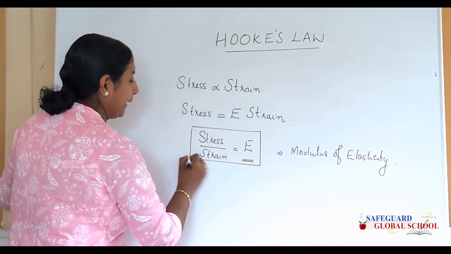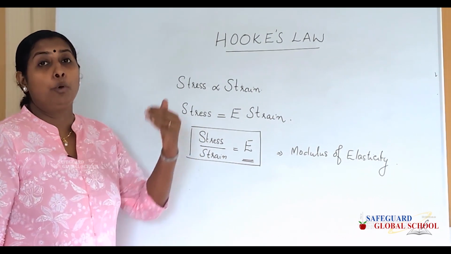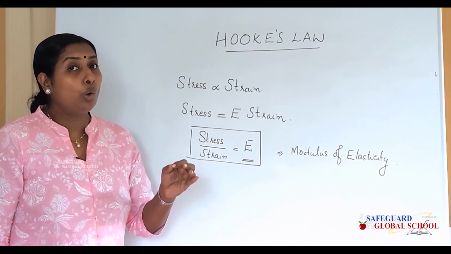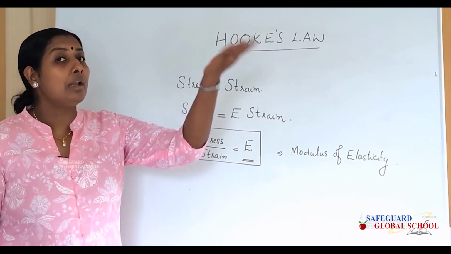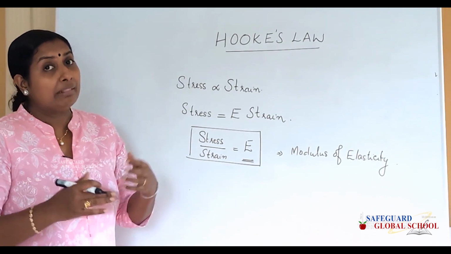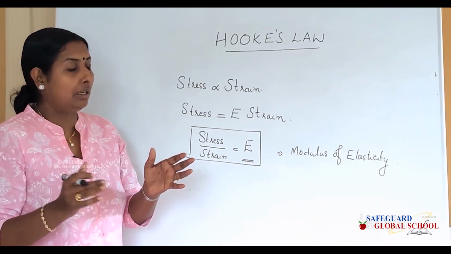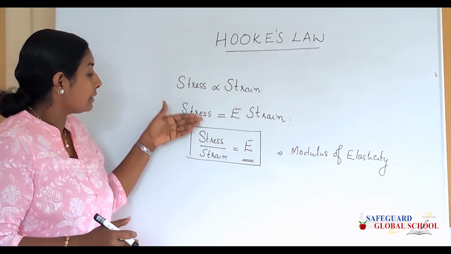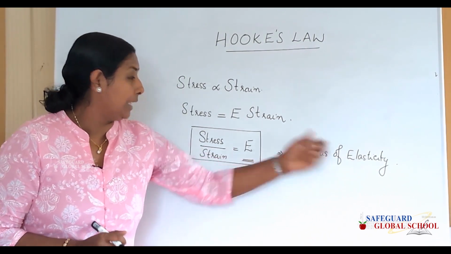So once again, a recap of Hooke's law: within the elastic limit, stress on a body is directly proportional to strain. When you write the law, "within the elastic limit" is a very important term, because beyond the elastic limit, when a material is subjected to stress, it may not be proportional to strain. That we will deal with in the stress strain curve in further classes. But within the elastic limit, stress is proportional to strain, stress by strain is a constant, and that constant is called the modulus of elasticity.